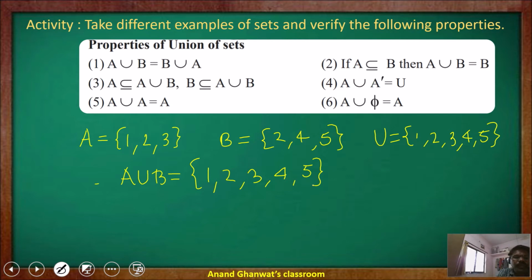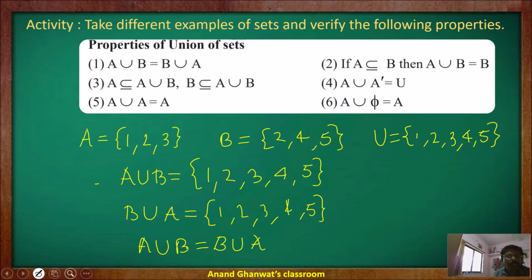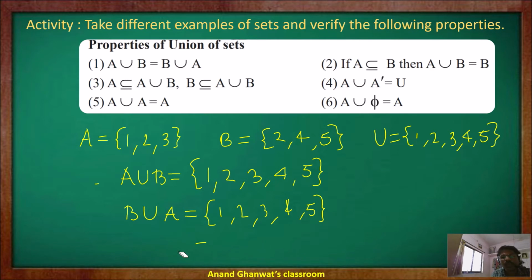Now let us write B union A. B union A is a set of all elements which are present in set B or set A, that are also 1, 2, 3, 4 and 5. Therefore, A union B is equal to B union A. Now let us check next.